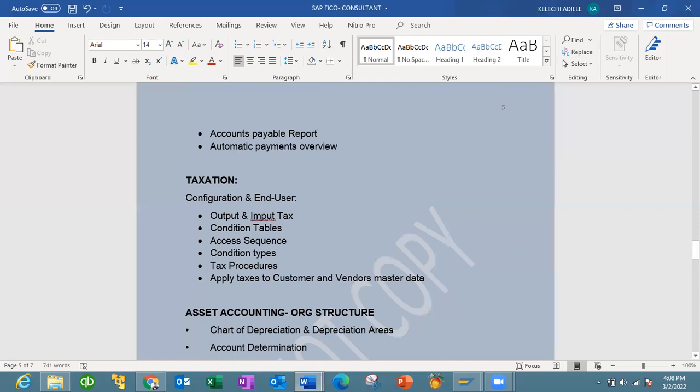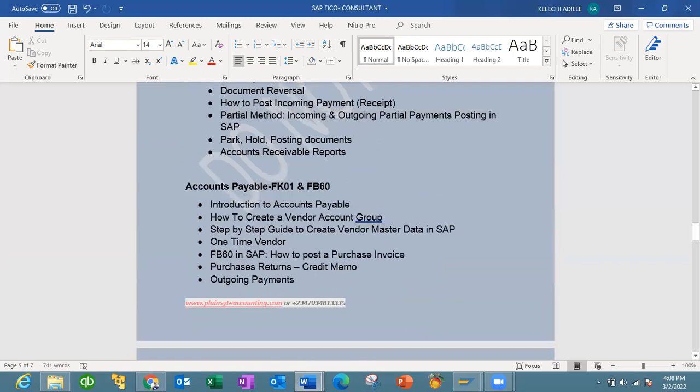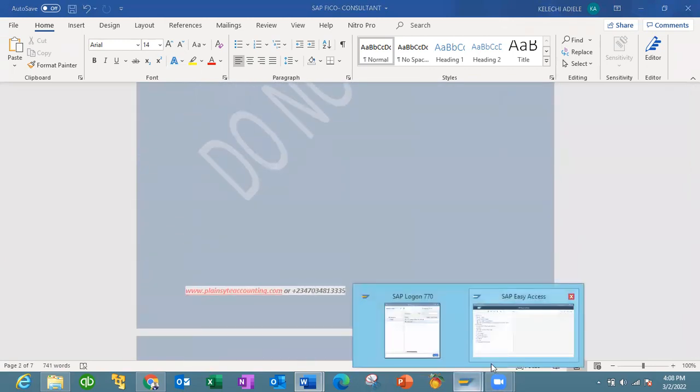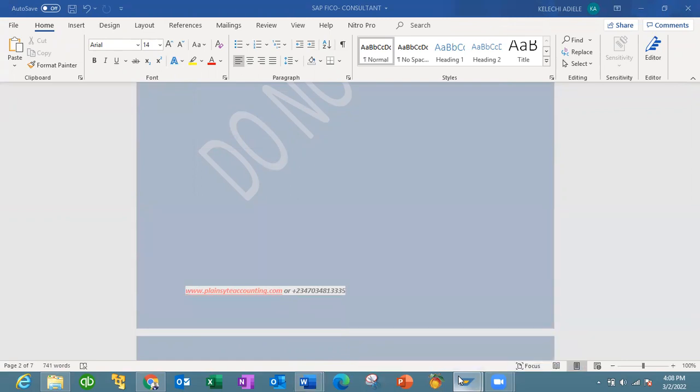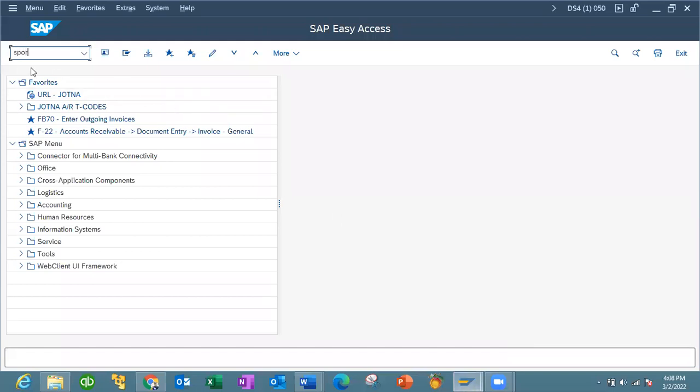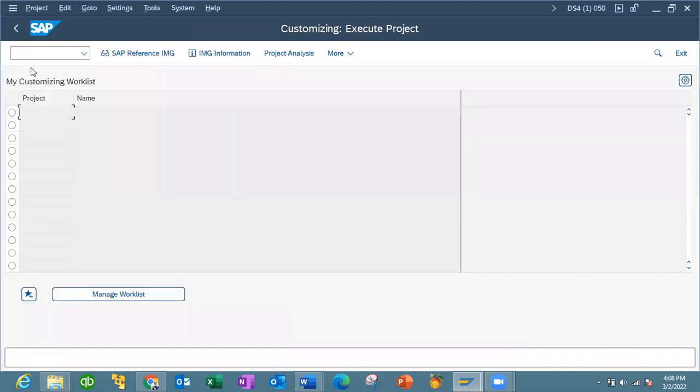Sorry. Okay, so I'll send you this. Then we're going to start. I don't know if I'm going to use my ECC, because if I create anything new now, they will just go and cancel it. So let me just use this one and show you. We're going to start with SPRO. Go to SAP Reference IMG. That's where all the configurations are done.